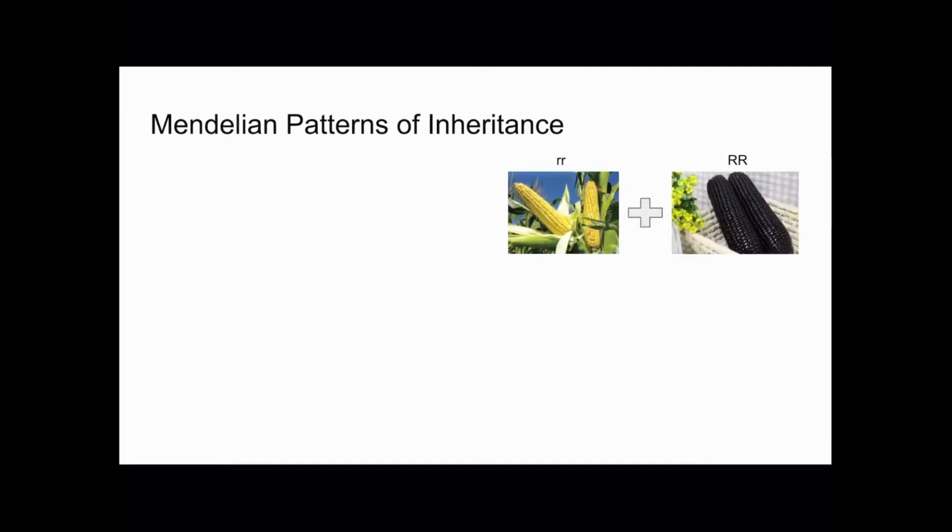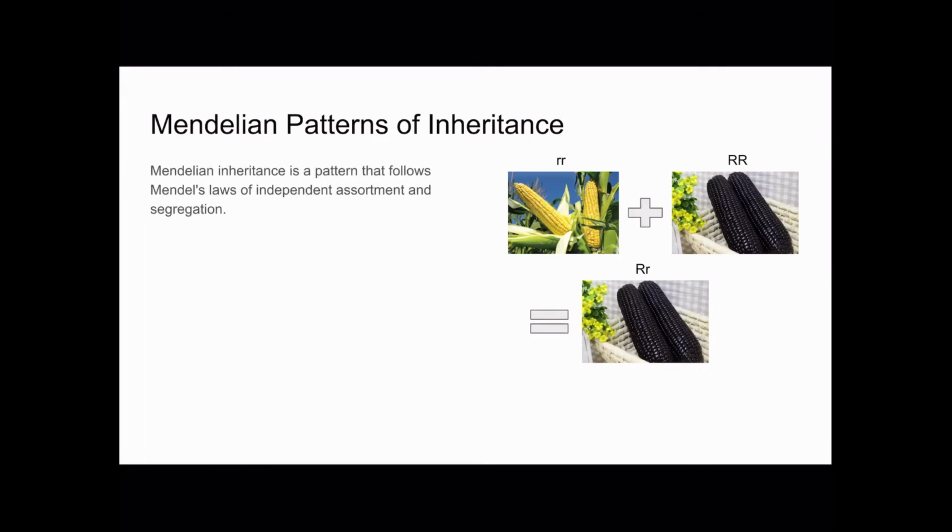Mendelian inheritance is a term that describes the simple inheritance pattern discovered by Gregor Mendel around 1865 that follows the laws of segregation and independent assortment.